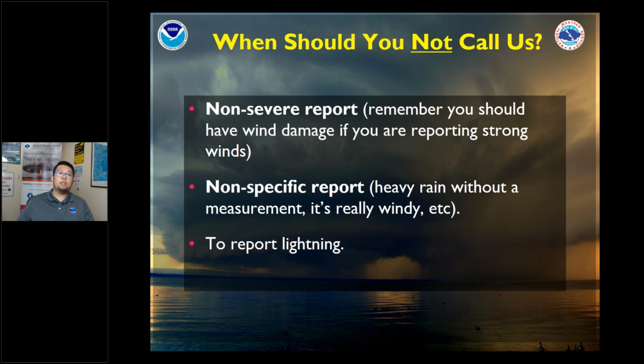Also, don't call us for lightning. Lightning is bad. You definitely should, when thunder roars, go indoors. Absolutely 100%. That's dangerous. But lightning, gosh, we would be getting calls from people pretty much every single day in summertime. And that's a little bit too much of a report. And we don't categorize storm severity with lightning either.